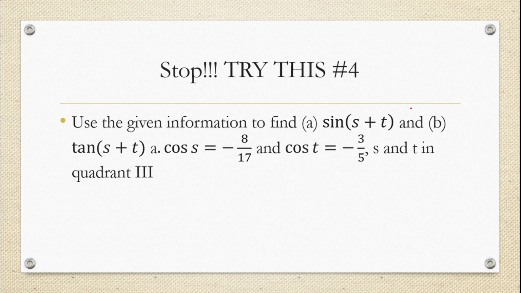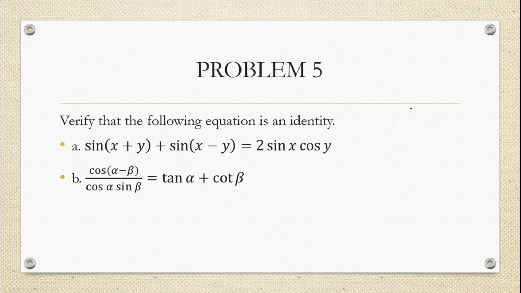So we have here, try this number 4. Use the given information to find A, sine s plus t, and B, tangent s plus t, where cosine s is equal to negative 8 over 17, and cosine t is equal to negative 3/5, and s and t are in quadrant number 3. So we are done with problem number 4, and try this one at home. Alright, so we are now in the last portion, which is problem number 5.